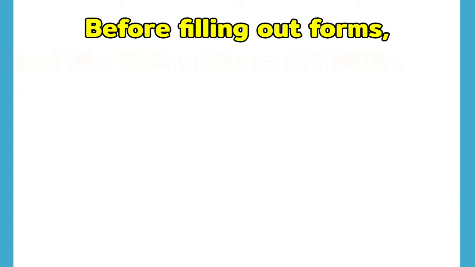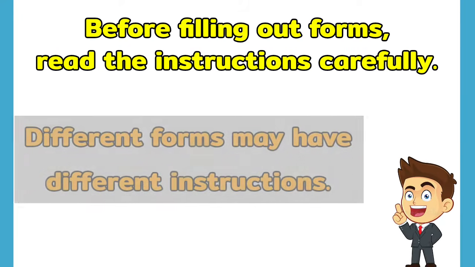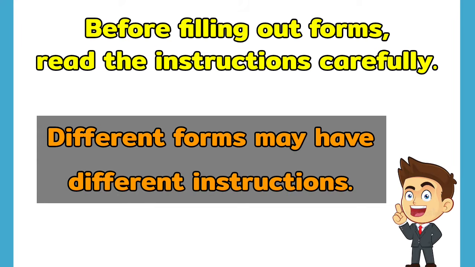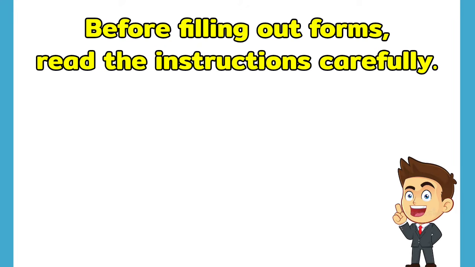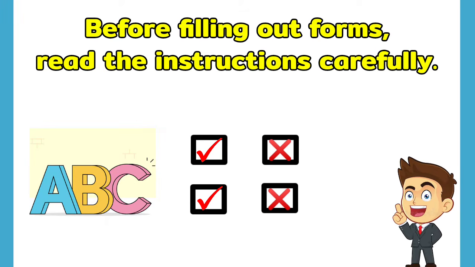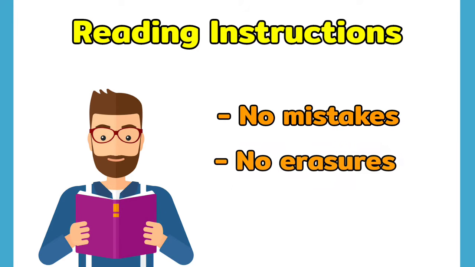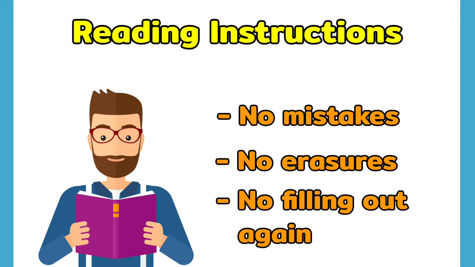Before filling out forms, you should read the instructions first. You should remember that different forms may have different instructions. Some may ask you to write in uppercase or in capital letters, while some may not. Some may ask you to put check mark in the boxes, while others may ask you to mark X in those boxes. And some may ask you to just use a black pen. Reading instructions is important to avoid any mistakes, erasures, or even redoing it.